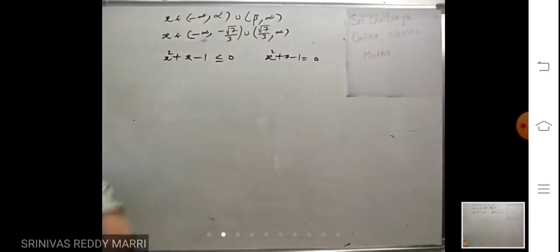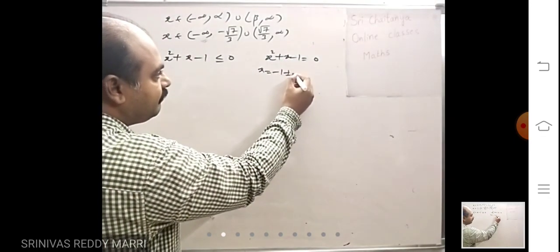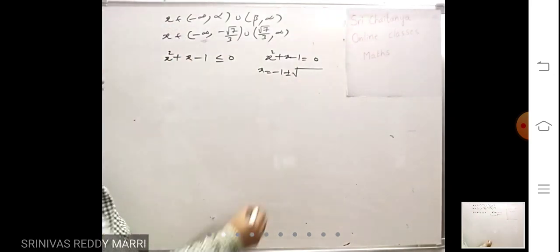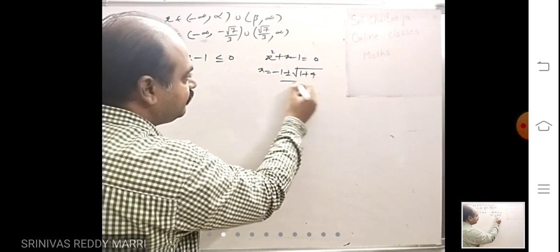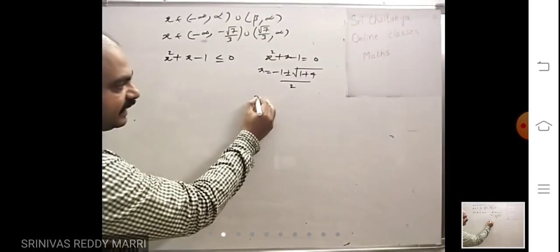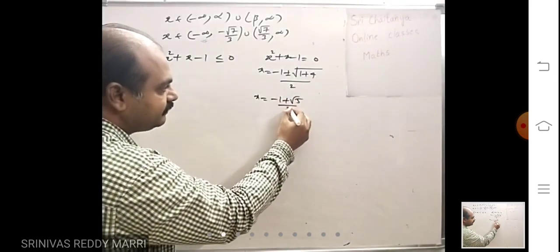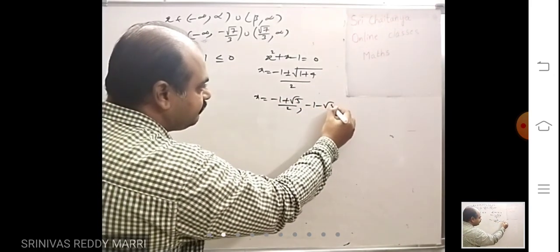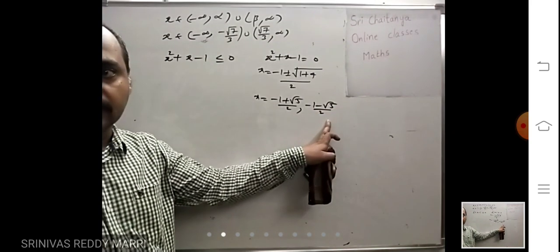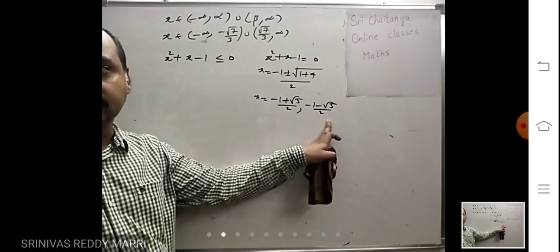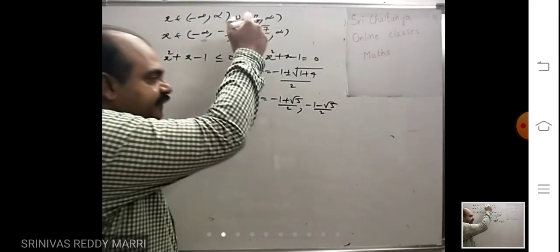Equal to 0, find the roots by using minus b plus or minus root of b square minus 4ac, over 2a. Here it is minus 1 plus or minus root 5, by 2. Look at, roots are getting or not? Minus 1 plus root 5 by 2 and minus 1 minus root 5 by 2. These are the roots only. Roots are there, but factors you won't get.